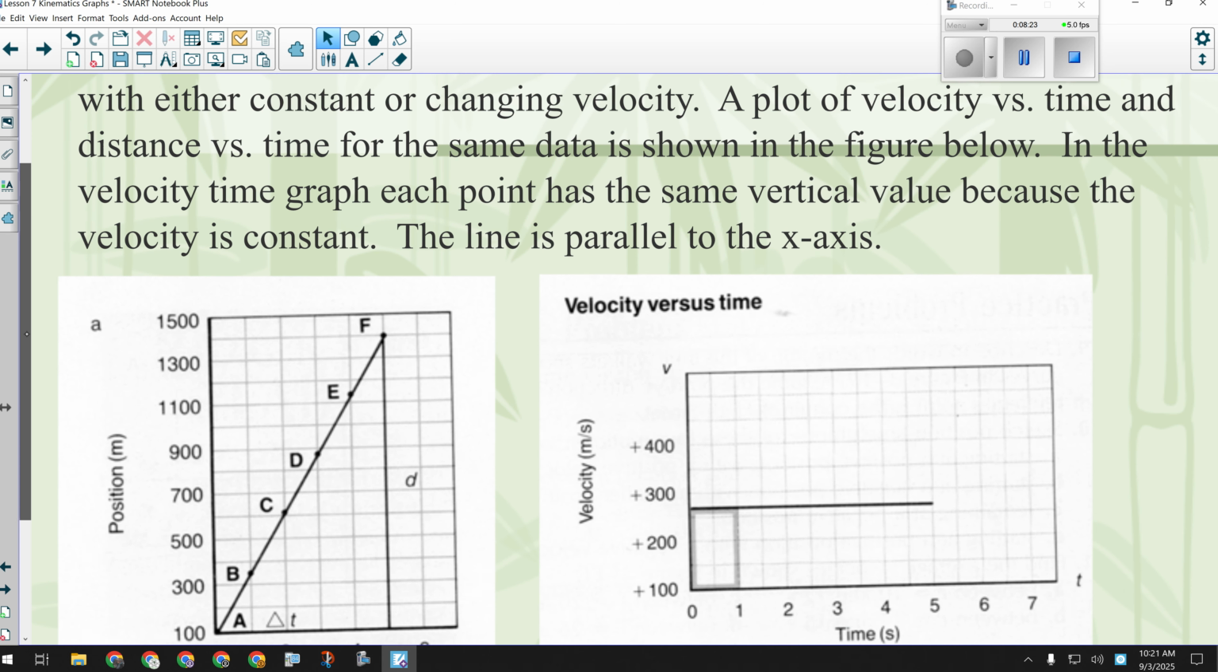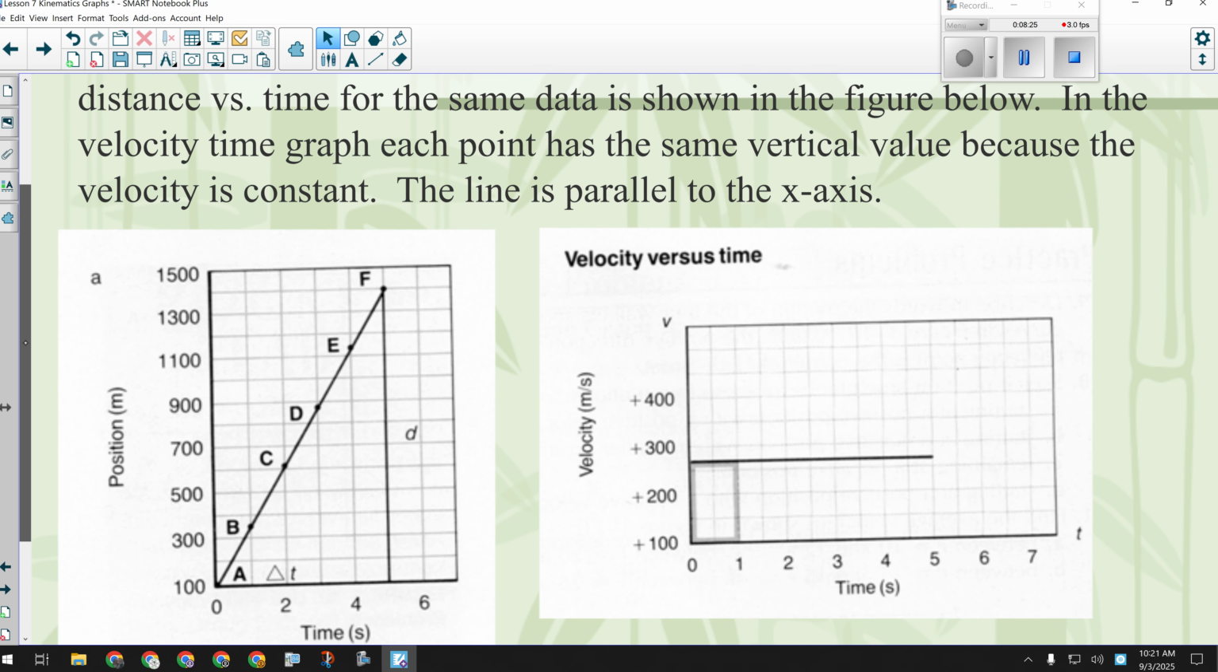Now, on the screen here are a position versus time graph on the left and a velocity versus time graph on the right. What do they have in common? They're both graphs. Absolutely. What else do they have in common? They run for the same amount of time. What are both of them showing? That they're traveling at a constant velocity. Yeah. In fact, these graphs are of the same object because they both show an object traveling at a constant velocity of about 260 meters per second.